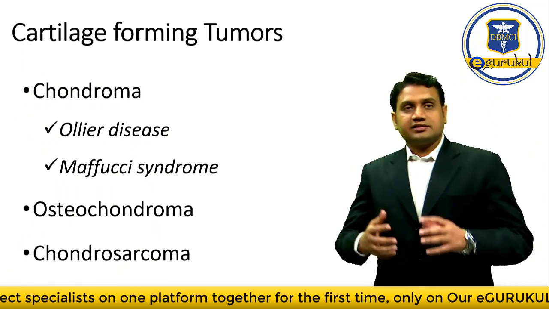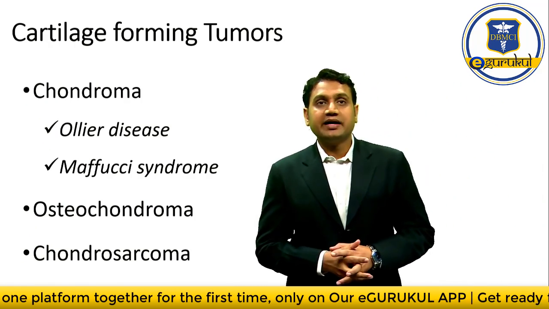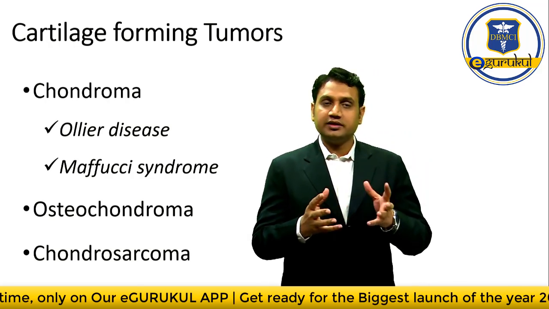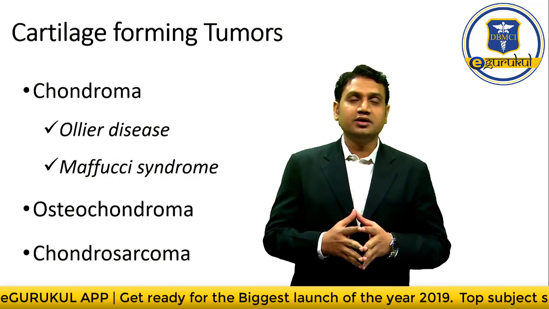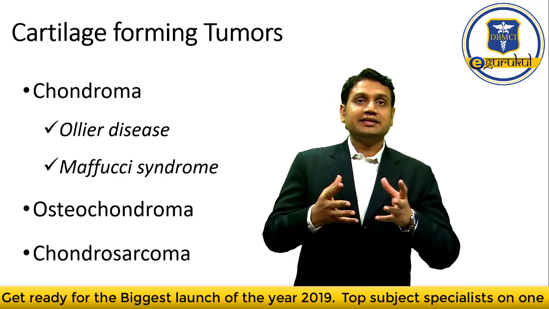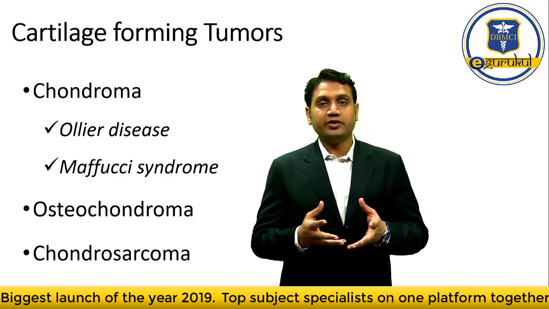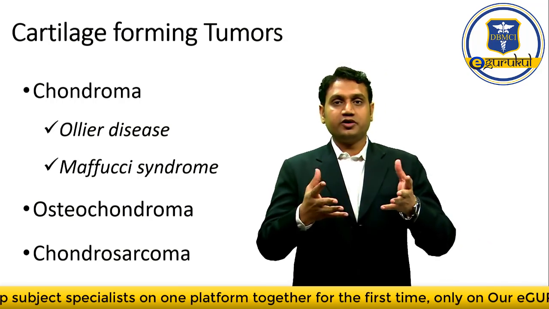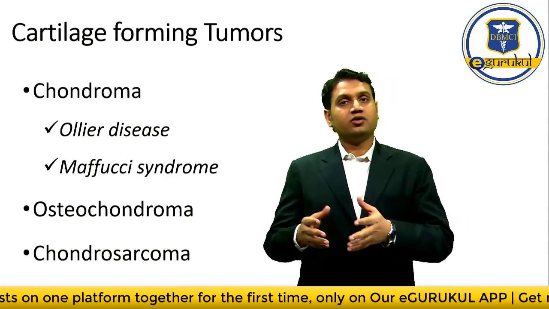Sir has just explained how benign tumors look different from malignant tumors. Now, one question which was earlier a state level MCQ, and you might get it sometimes, is what you find on histology when you take the histology of these bone forming tumors. So we divided the bone tumors as bone forming, cartilage forming, or maybe miscellaneous.